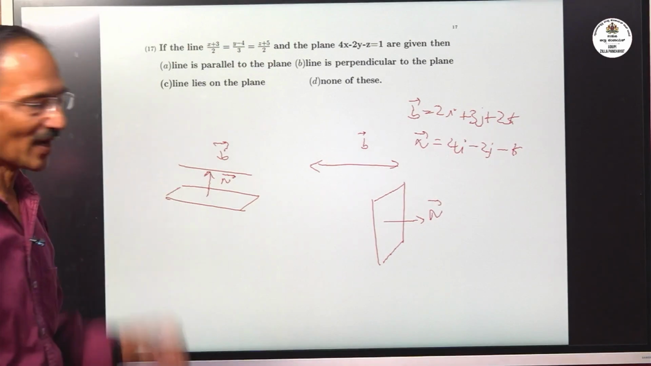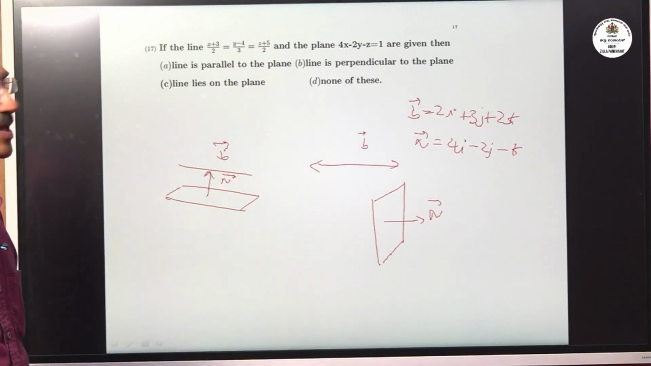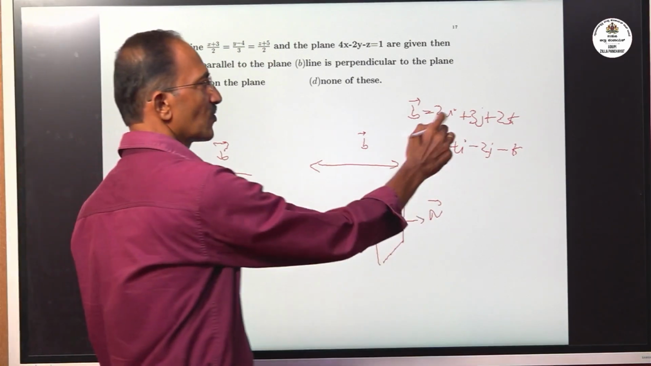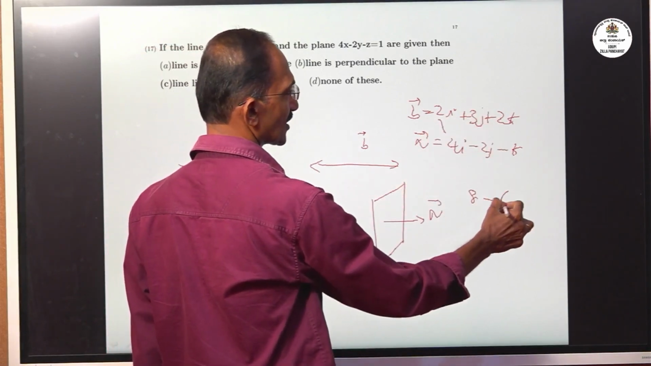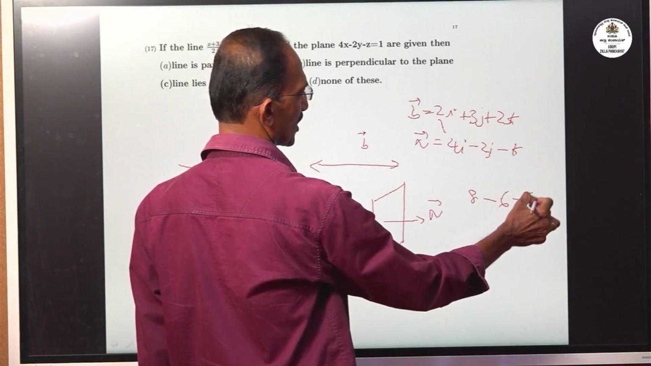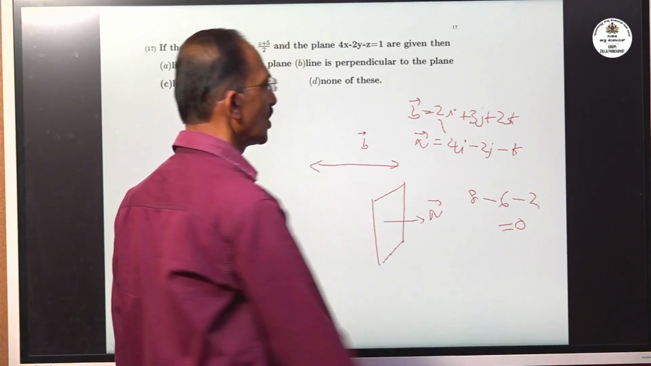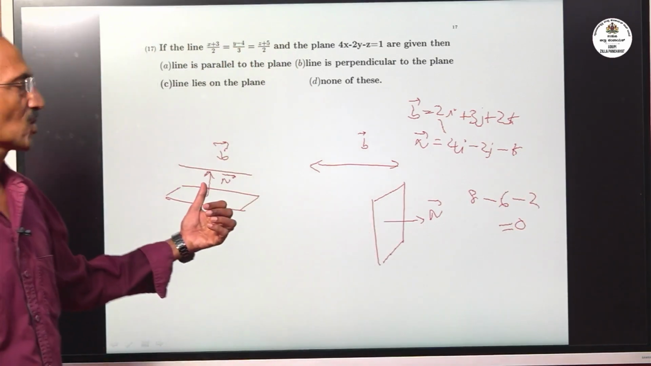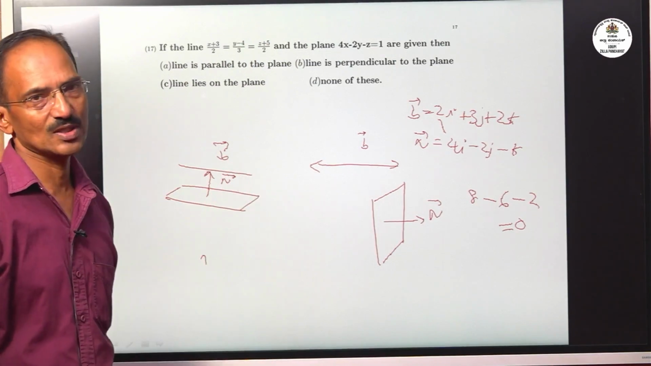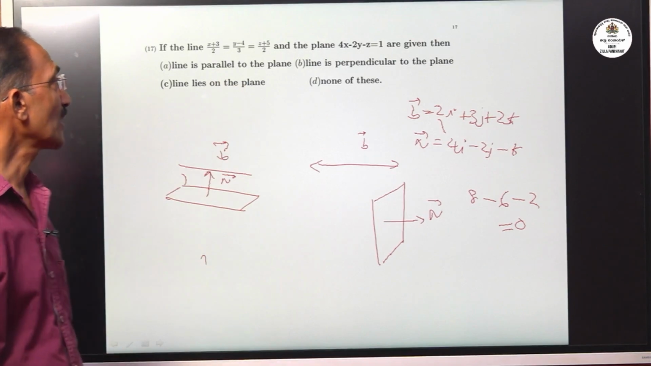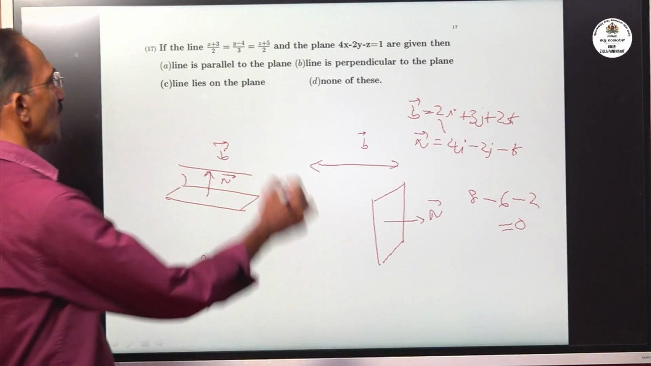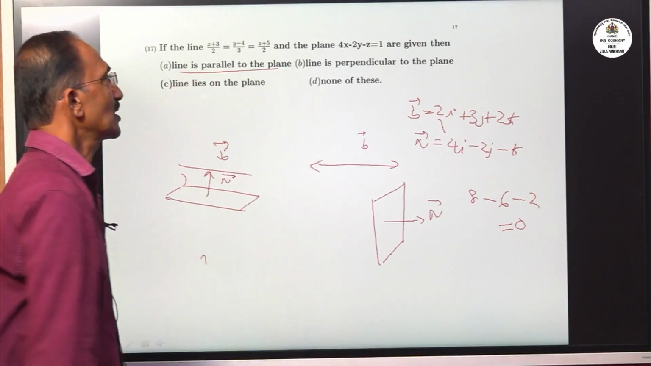Now just find the dot product and see whether it is 0. So 2 into 4, that is 8, 3 into -2, that is -6, and 2 into -1, that is -2. Clearly the dot product is 0. So the normal vector is perpendicular to the vector parallel to the line. So the line is parallel to the plane, not perpendicular to the plane.